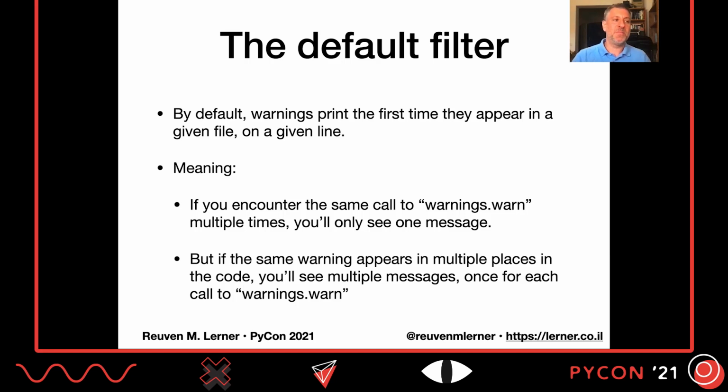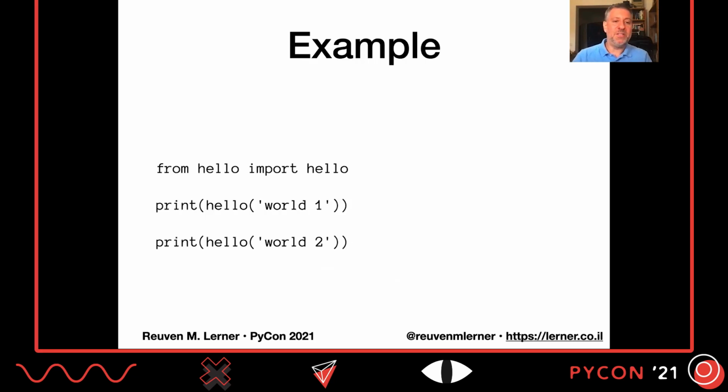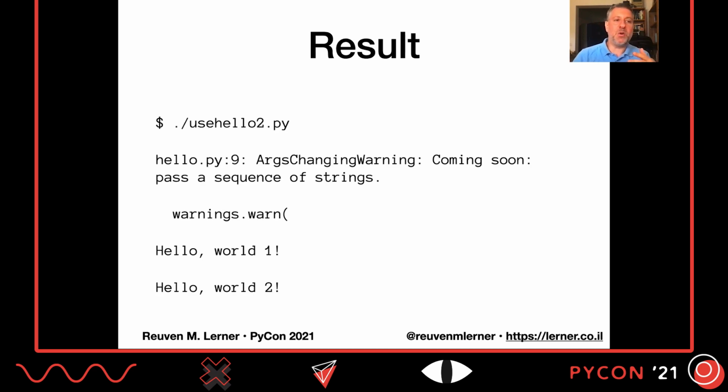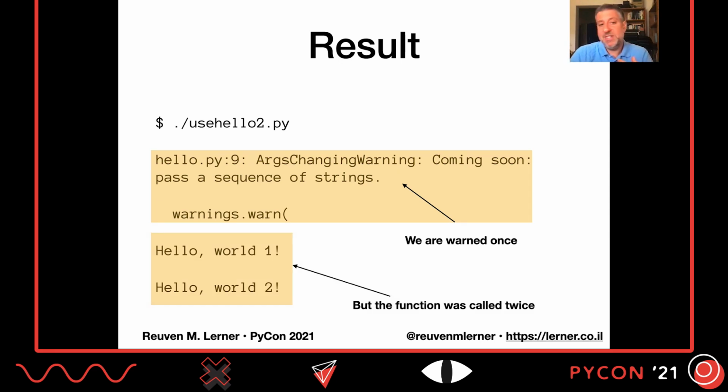Let's see how that would work. So I'm actually going to call hello twice in my use_hello program. I'm going to say hello world 1 and hello world 2. And if I just run use_hello.py, look, we're going to get our warning once, even though you see we have output twice. So we did call the function twice. But because of the default behavior in Python for this kind of warning, it's only going to warn us once.